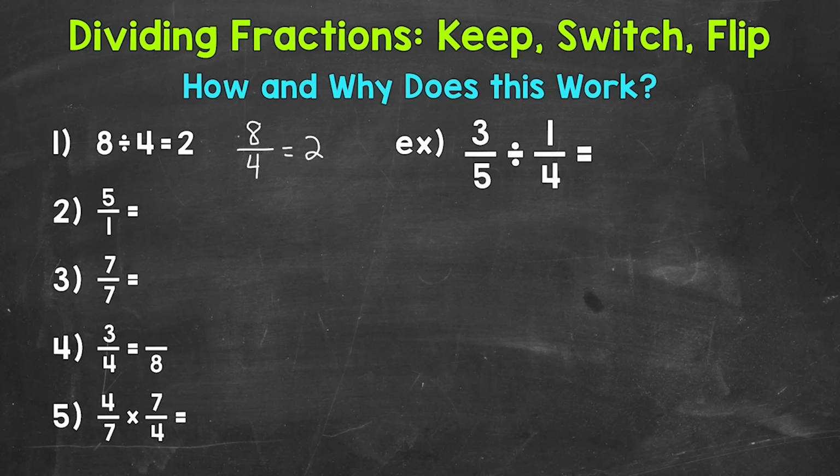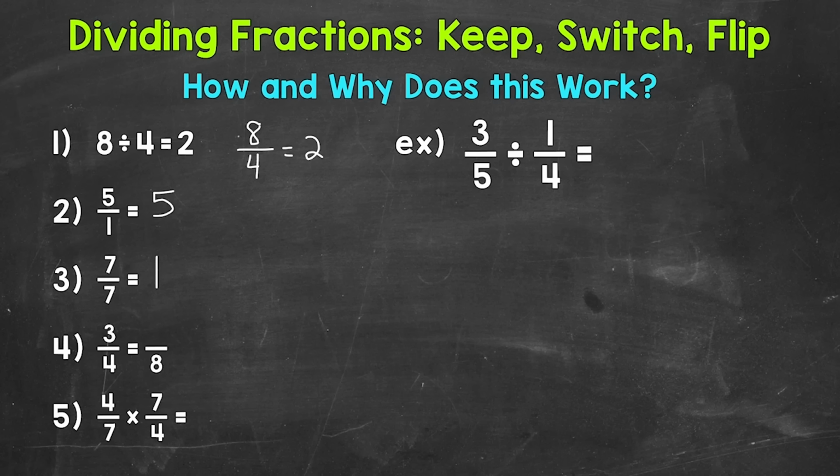The second thing that we need to understand is that anything over 1, so a denominator of 1, equals itself. For example, 5 over 1 equals 5. So again, anything over 1 equals itself. On to number 3, here we have fractions that have the same numerator and denominator. For example, 7 over 7, 7 sevenths. Anytime the numerator and denominator are the same, that fraction represents 1 whole. So 7 sevenths, or 7 over 7, equals 1. Again, same numerator, same denominator, equals 1.